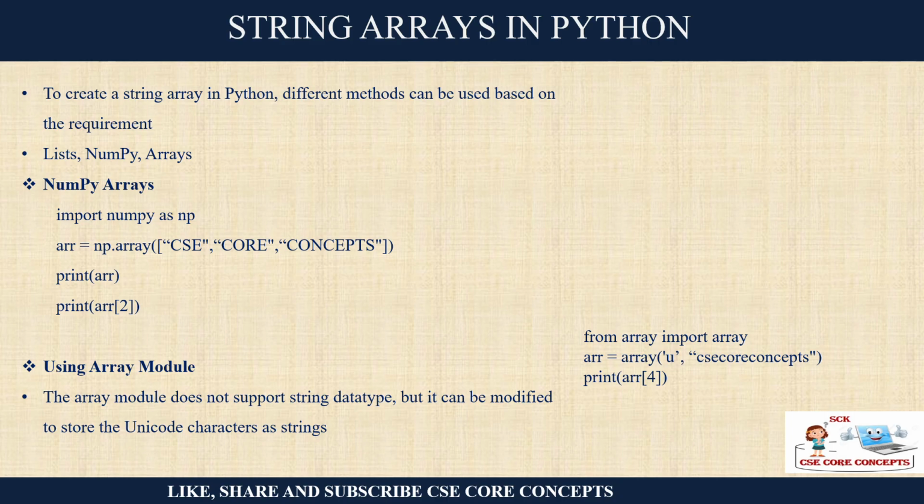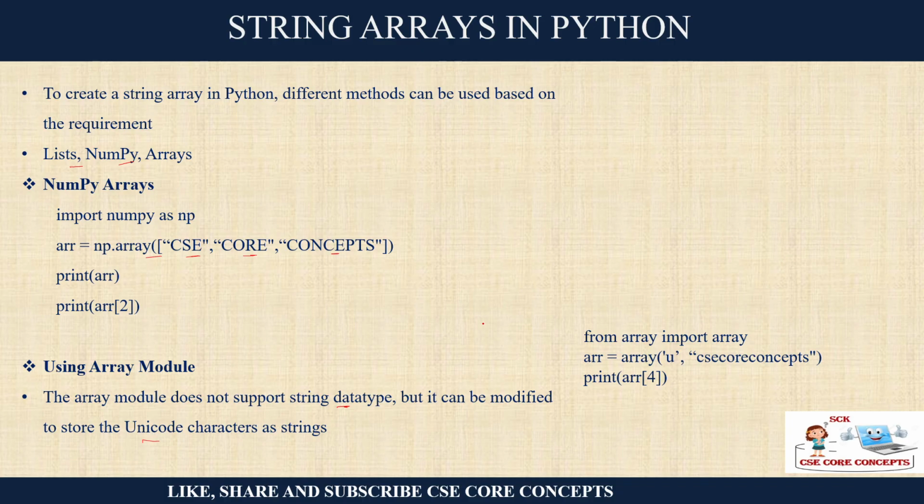Now a string is a different thing. We have spoken about all these integer and double and float, etc. But to create a string in Python, different methods are used. Like obviously lists can be used to create a string. NumPy can be created this way. Okay, so this is a string, and arrays. Now the array module directly does not support the string data type, right? Directly it will not support, but you have to convert it into Unicode characters as a string.